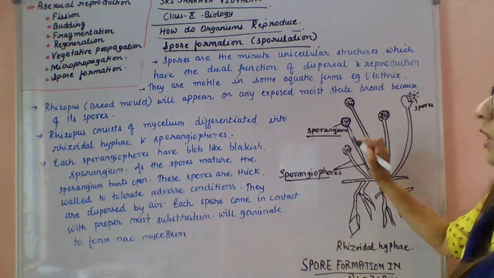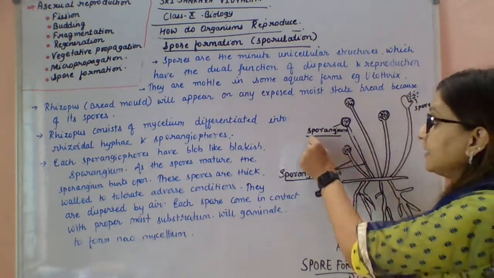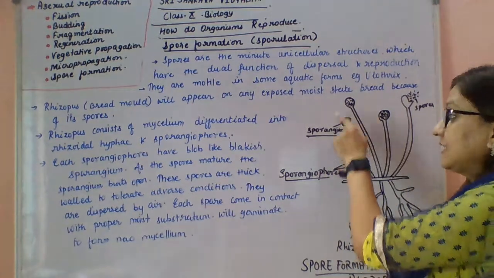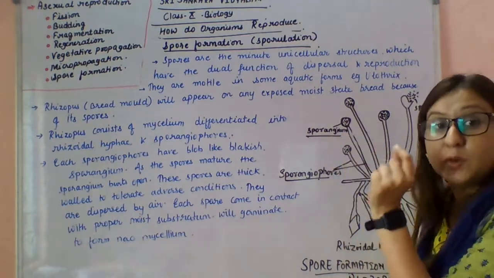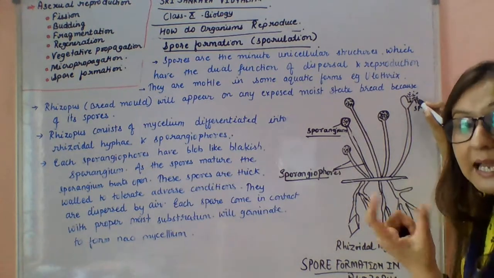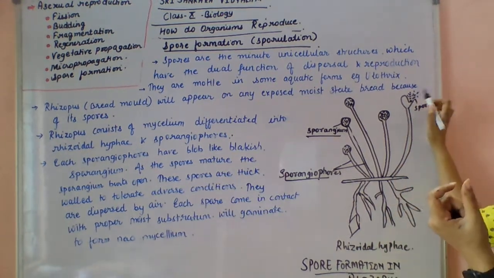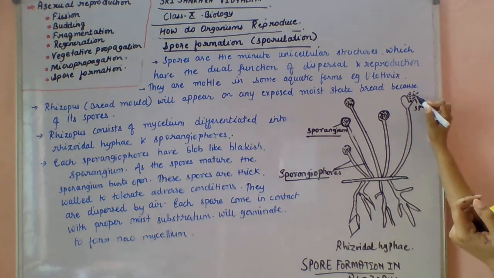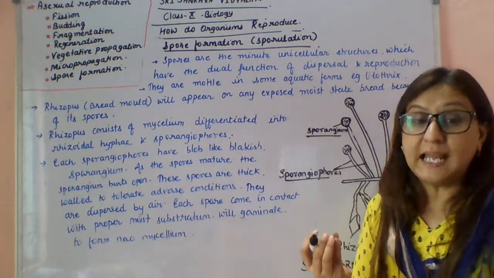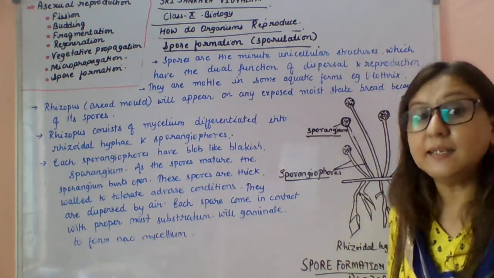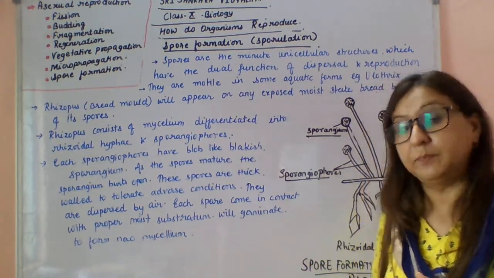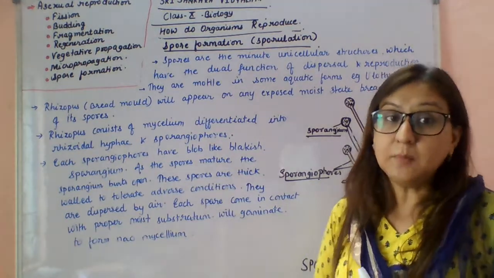As the spores mature, inside the sporangium spores are present. When the spores mature, the thick wall of the sporangium ruptures and bursts, and the spores get out. When the spores come in contact with a moist substratum, they regenerate, forming a new mycelium. This is the case in Rhizopus, the bread mold.